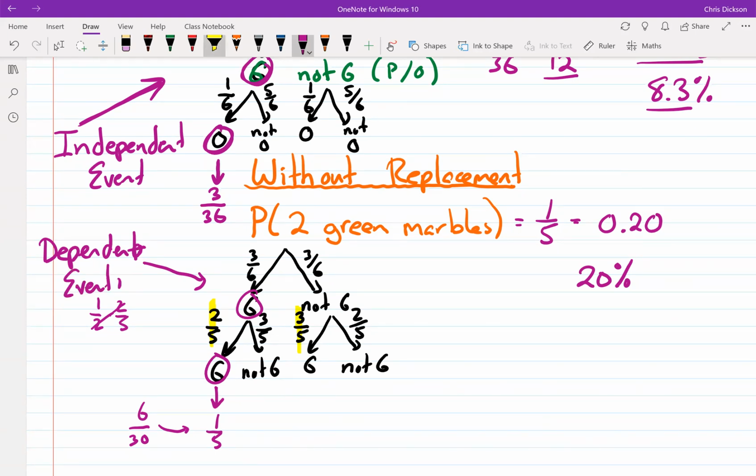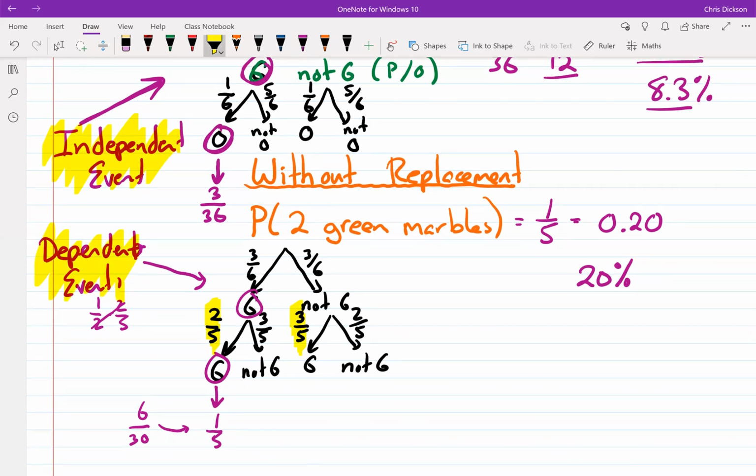And notice that this number here, 2/5, is actually different than 3/5. And the reason it's different is it depends on what you got the first time. If you got a green, it's a 2/5 chance of getting another green. But if you didn't get a green, it's a 3/5 chance of getting that. So really that is different than that, right? So independent means it does not matter what happens the second time, whereas dependent, it does matter what happened. Sorry, I'm going to go back to independent. For independent, the second event does not depend on what happened before. But for dependent events, the probability of the second event does depend on what happened before.